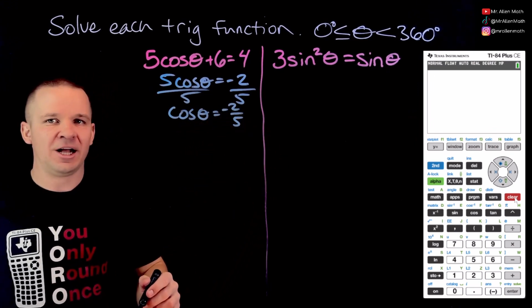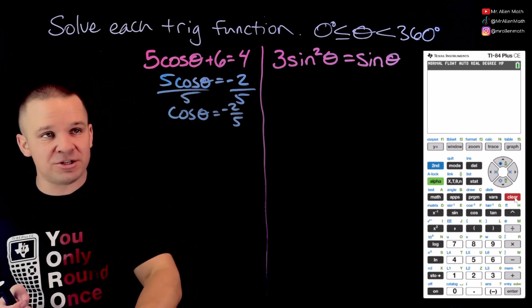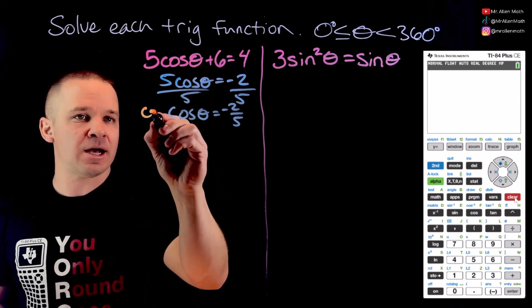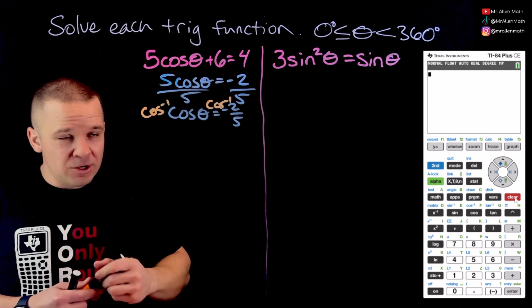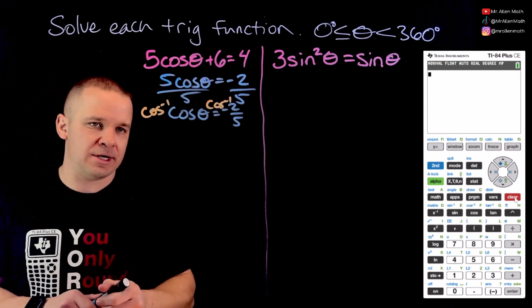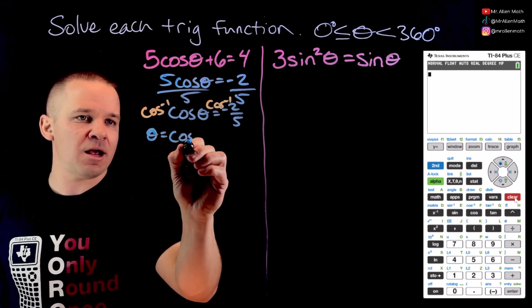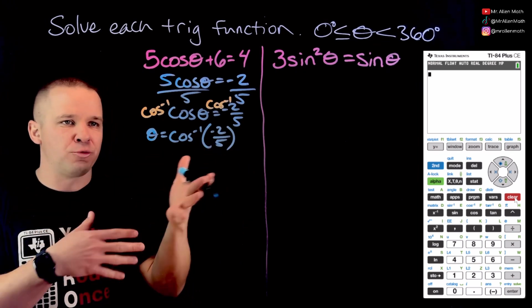Yeesh. That's not a nice one, right? That's not on our unit circle or a special right triangle. So I do need to use cosine inverse to isolate my theta here. So cosine inverse on both sides. Now, you got a couple options of how you want to do this. Technically, yes, theta is equal to cosine inverse of negative 2/5. That's the proper algebra way of going about this.